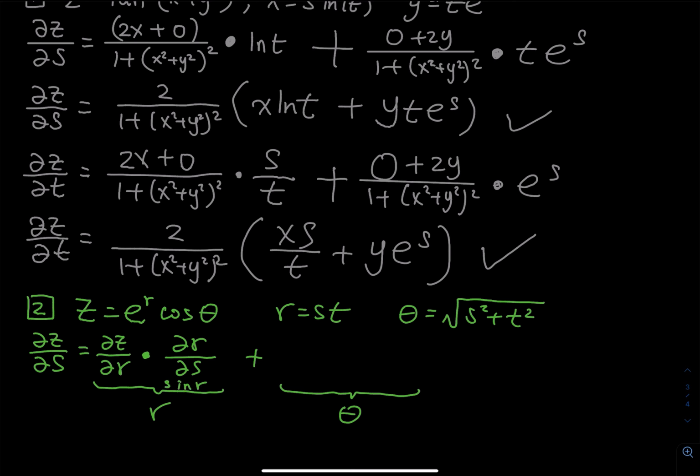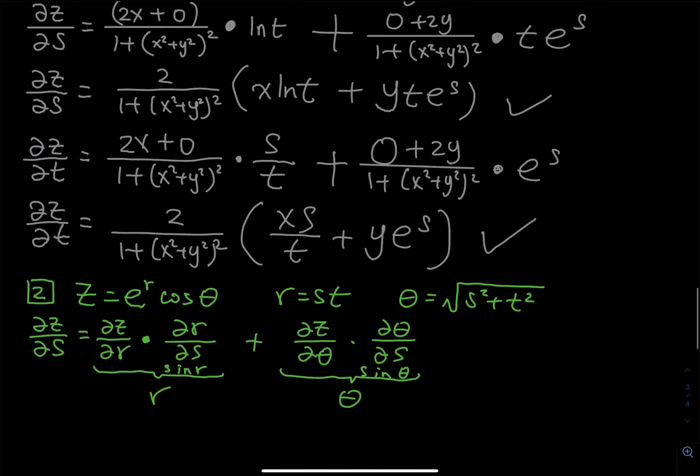Okay, and then for theta, that will be the partial derivative of z with respect to theta. And then we multiply by the partial derivative of theta with respect to s, so this time it's still an s, and then we do another line for t. So that will be the partial of theta with respect to s. Okay, let's do the work.